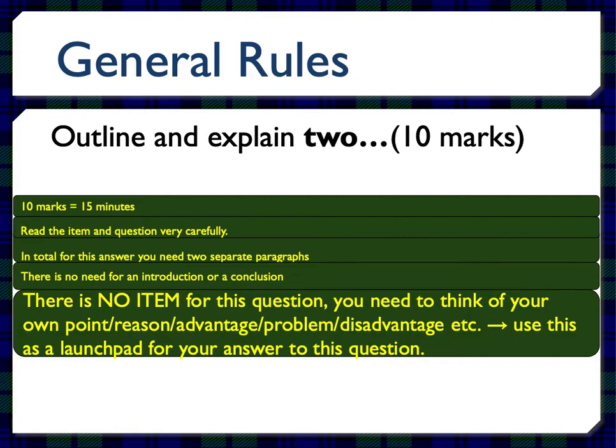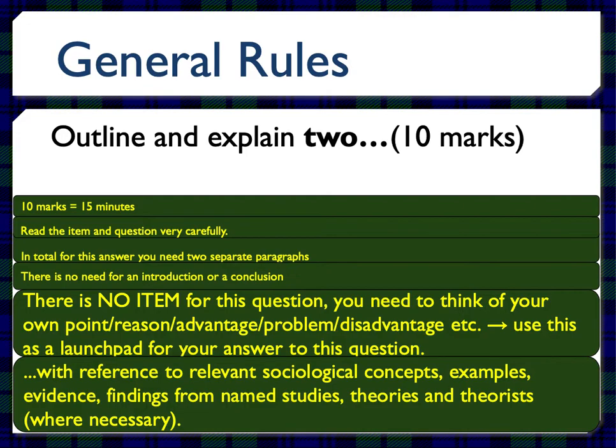So you have to think of a way, reason, disadvantage, advantage, problem as specified by the question in response to what's been asked and state this point, reason, way, etc. in relation to your existing sociological knowledge. This part is the same as you've done previously. You've stated your point, now you need to develop that stated point in response to the set question with reference to key terms, concepts, examples, findings from sociological studies, and if necessary for the question asked, theories and theorists.